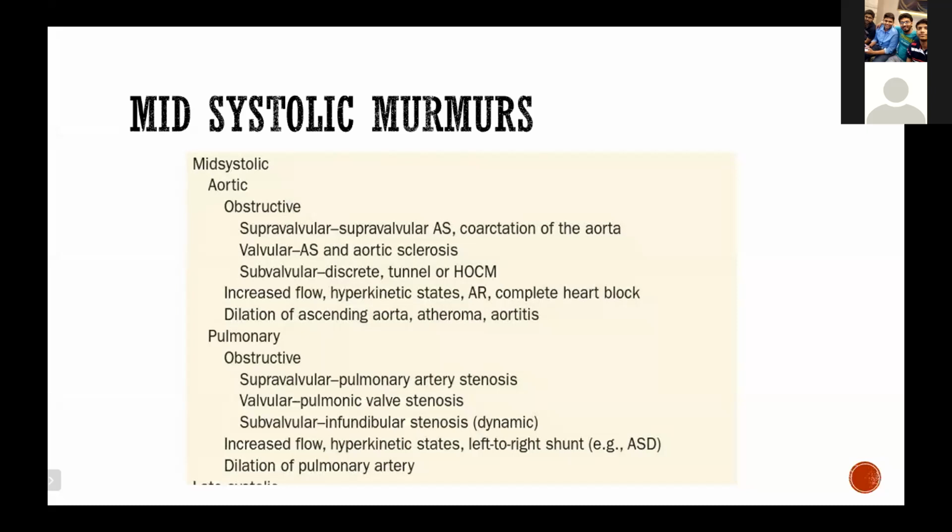Similarly, you might even be able to hear venous hums. So venous hum is again a continuous low-pitched murmur. It's not a systolic murmur, but rather a continuous murmur, which is heard in the neck, lateral to the sternocleidomastoid, and that is again considered an innocent murmur.